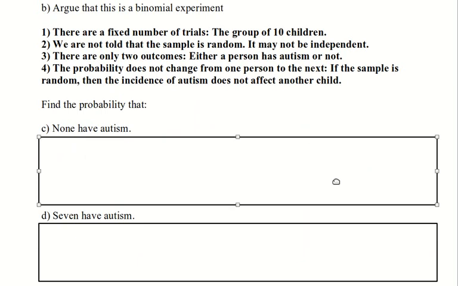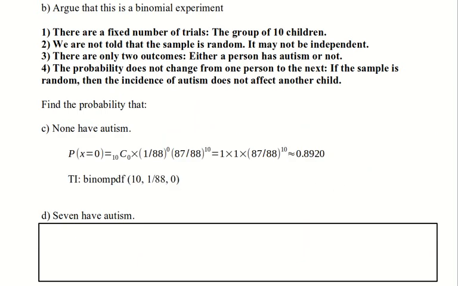Find the probability that none have autism. Well, this is exactly what we did in the green-eyed question. The probability that X is 0. So we're arranging 0 things among 10. There's one way to do that. We're raising the probability of success to the 0th power because we're looking for 0 successes. We're raising the probability of failure, 87/88, to the 10th because everything is a failure in that sense. And we see that it happens almost 90% of the time, 89.2% of the time, that in a randomly selected group of 10 children, there's no one with autism.